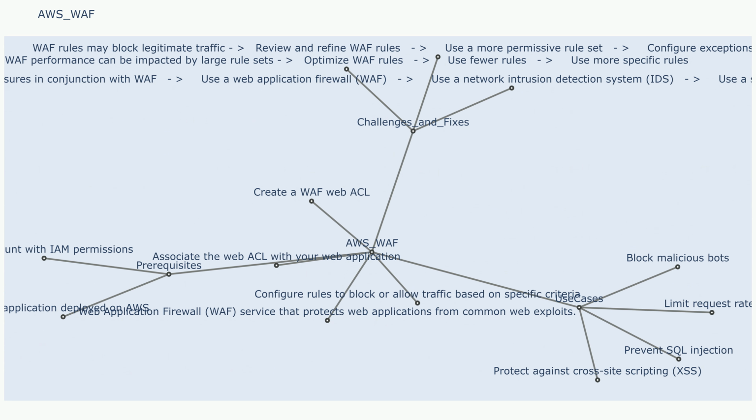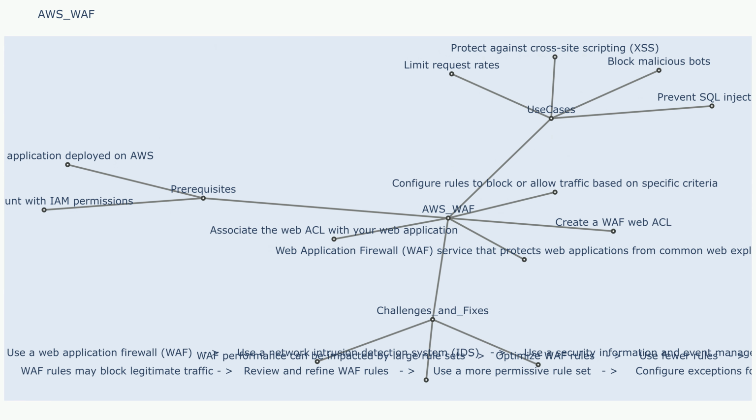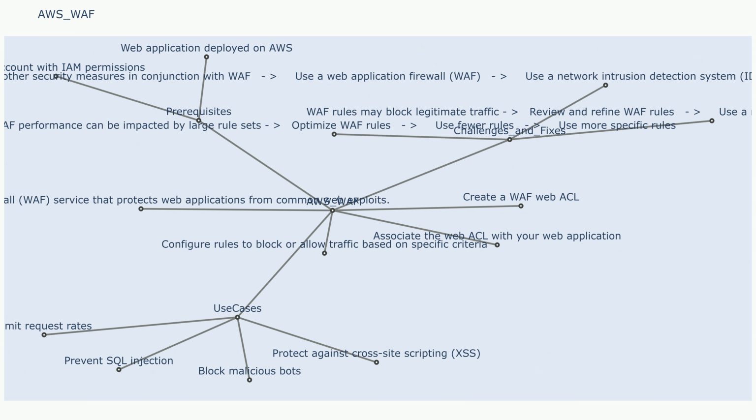Steps: create a WAF Web ACL (Web Access Control List) to define security rules for your web application. Configure rules within the Web ACL to block or allow traffic based on specific criteria, such as IP address, request headers, URL paths, or request body content. Associate the Web ACL with your web application to enforce the defined security rules.